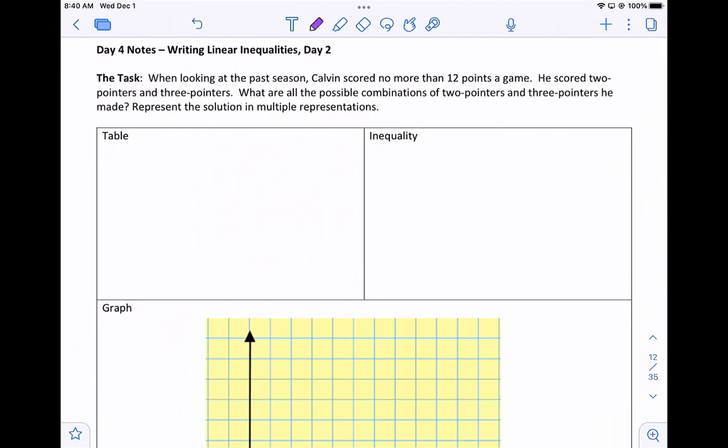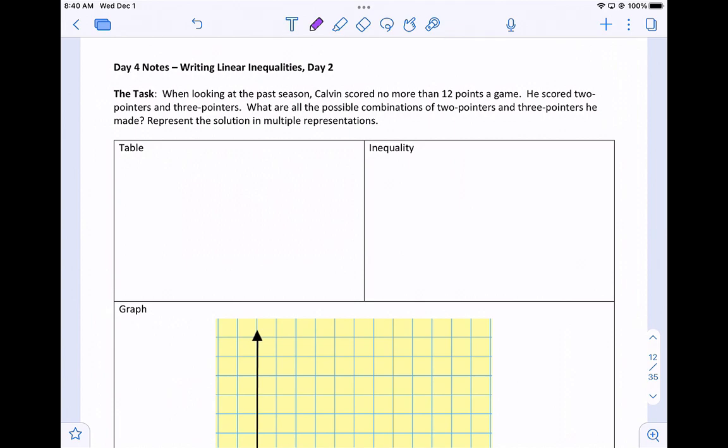When looking at the past season, Kelvin, a basketball player, scored no more than 12 points a game. He scored 2 and 3-point shots. What are all the possible combinations of 2 and 3-pointers that he made? Can you represent the solution in multiple representations?